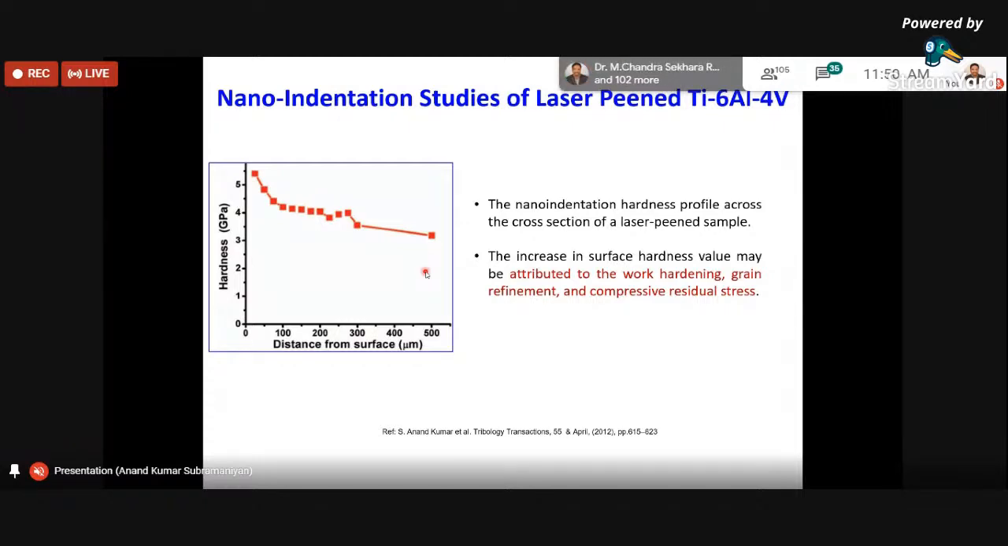Can you please come again? Yes. What are the possibilities to make nano surface using friction stir processing?